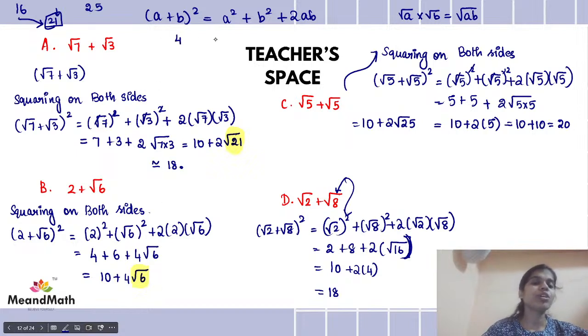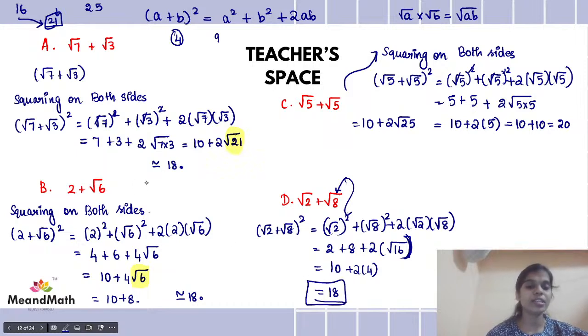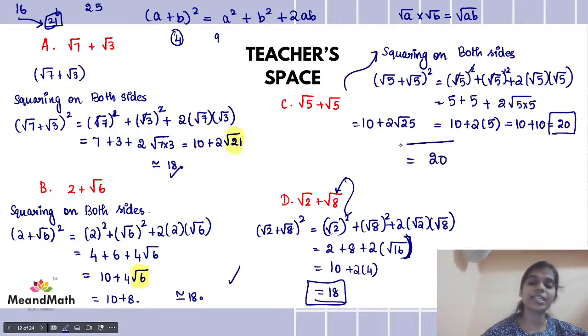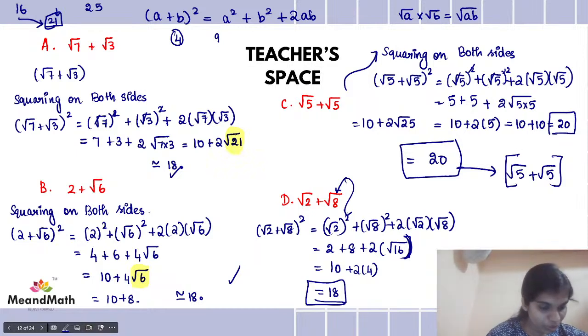Root 6 lies between 4 and 9. So again I will take 4 only because that is our least multiple. So 4 into 2, that is 8. That will also be 10 plus 8 point something. Approximately we will get 18 point something. Here the least value is 18. Then these two values. Here we have the whole value as 20. So 20 is the greatest among all numbers. 20 is the answer of root 5 plus root 5. So the right answer is root 5 plus root 5.